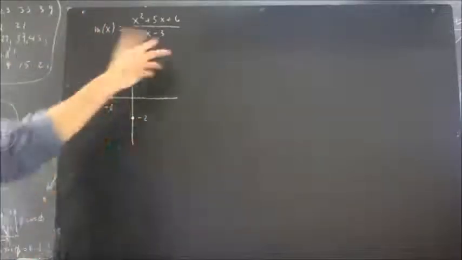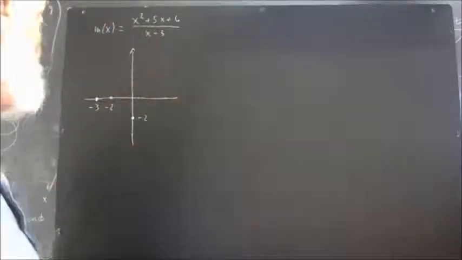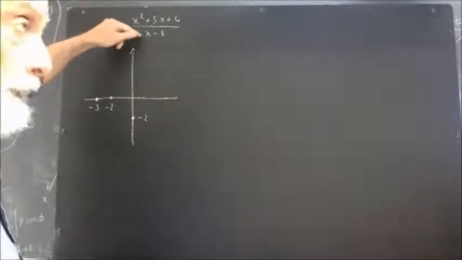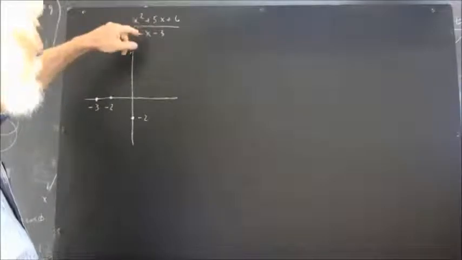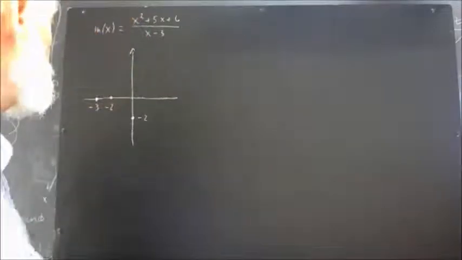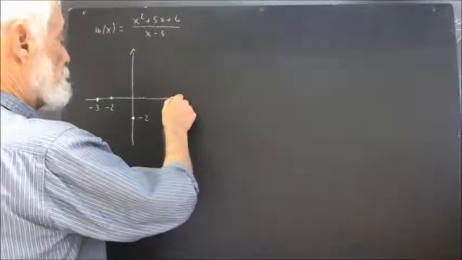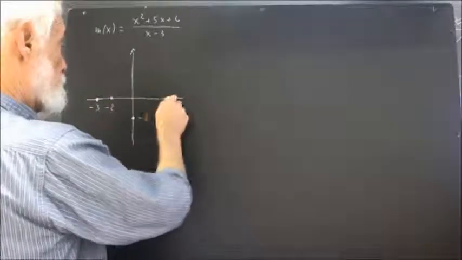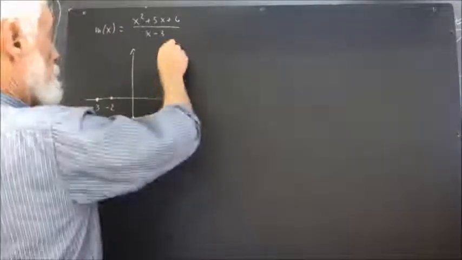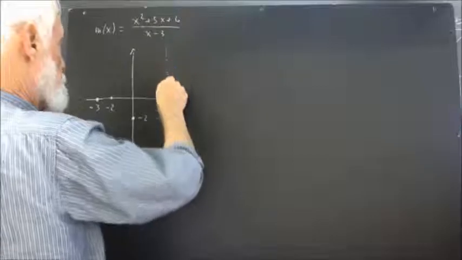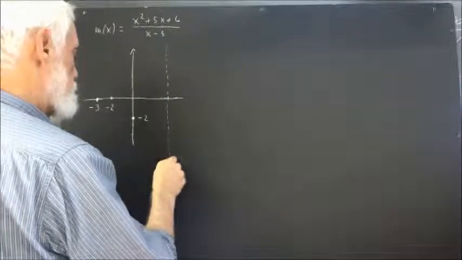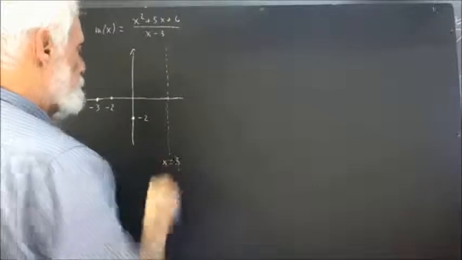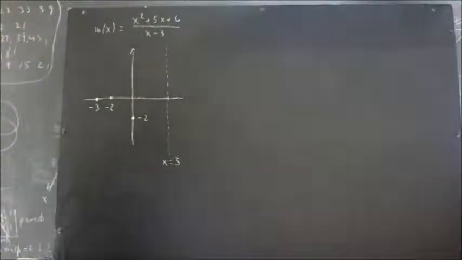Also, the denominator is 0 when x equals 3. A 0 in the denominator that's not matched by 0 in the numerator is going to give us a vertical asymptote for reasons that we've talked about. And I indicate a vertical asymptote with a dotted line. And down here I'll give the equation of the vertical asymptote.